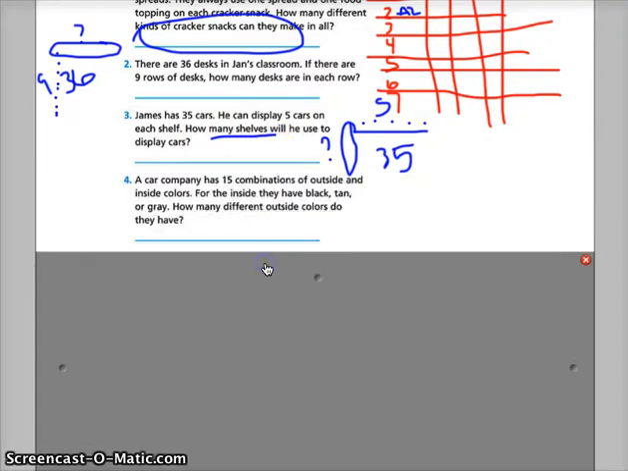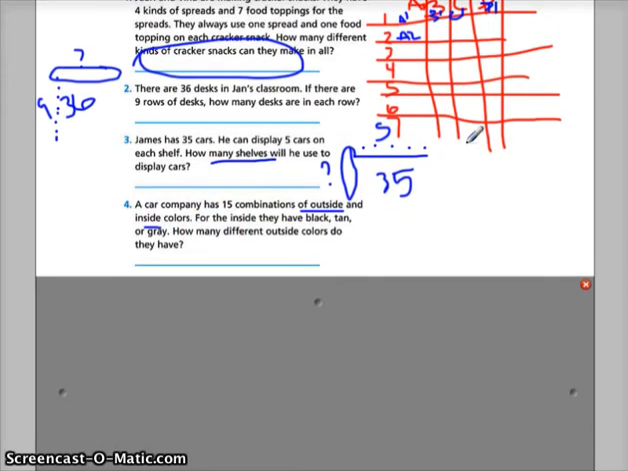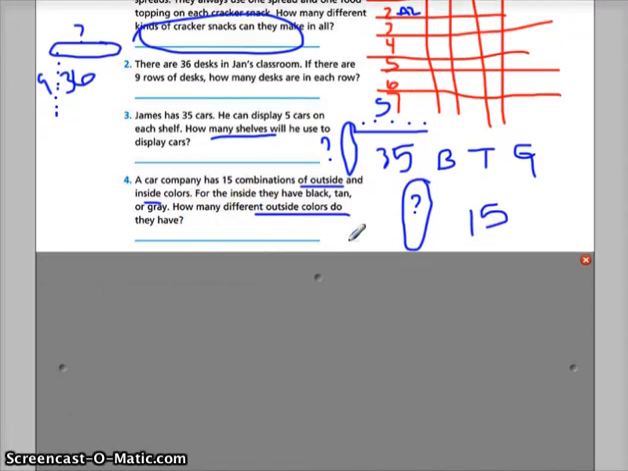A car company has 15 combinations of outside and inside colors. For the inside, they have black, tan, and gray. Okay, so this is a problem like number 1. You have black, tan, and gray for inside. We're not sure how many we have for outside, but we know there's a total of 15. How many outside colors do they have?